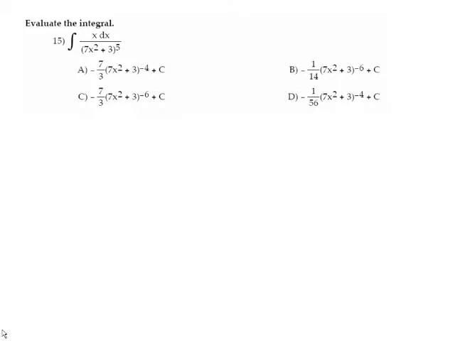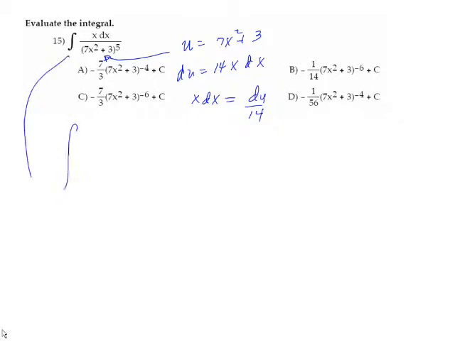Number 15, we need to evaluate the integral, and it's an indefinite integral, so we need to remember to add the constant. Here again, the strategy to solve this is to use an appropriate substitution. And here I would use u equals 7x squared plus 3, meaning that du is equal to 14x dx. So x dx is equal to du over 14. So doing the substitution, we get x dx, which is du over 14.